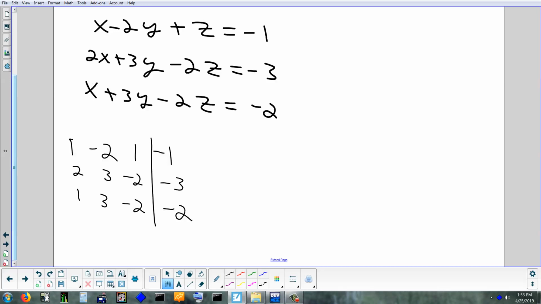Okay. Row 1, column 1. Yep, we're going to focus on that number. And we want to turn that number into what number? A 1. So what would I have to do to make row 1, column 1, a 1? Nothing. That's about the only nice thing that's going to happen here. So that's already a 1.